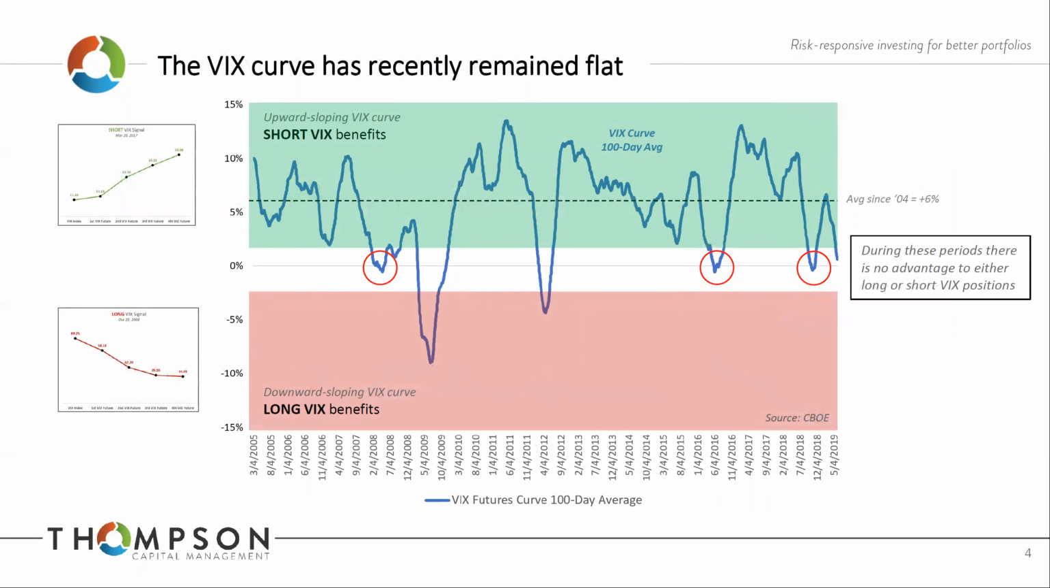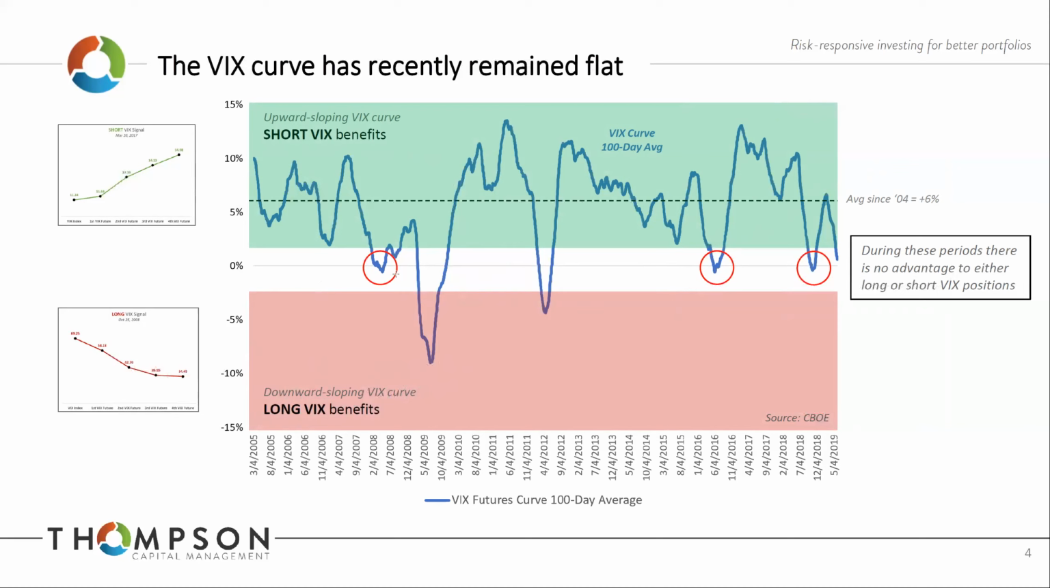What I'm showing you here is the blue line, the 100-day moving average of the steepness of the curve. A higher number is a steeper upward sloping curve, so the risk on type portfolio. And on this side in the red, you've got a downward sloping curve, so a stressed market, equities are very likely falling, and volatility is rising. Down here, we're going to own VIX. Up here, we're going to be short VIX. And so what we're left with is the zone in the middle. You see a 0 line here. This means if the 100-day curve is touching this line, the curve has been exactly flat.